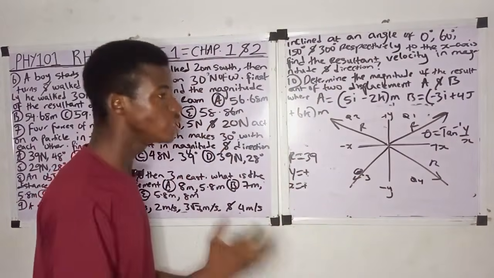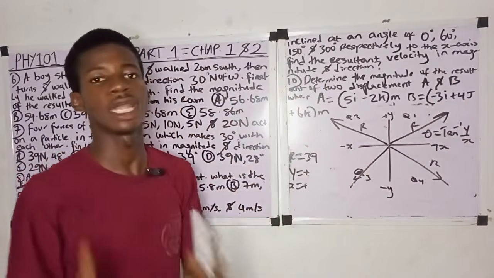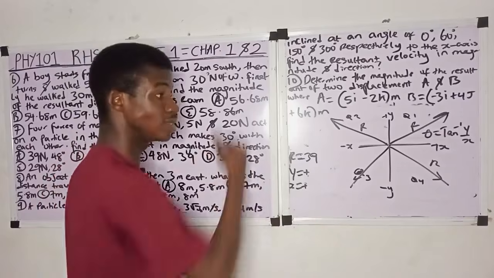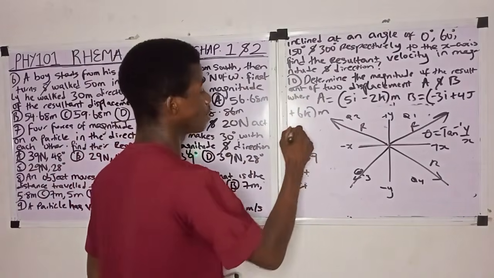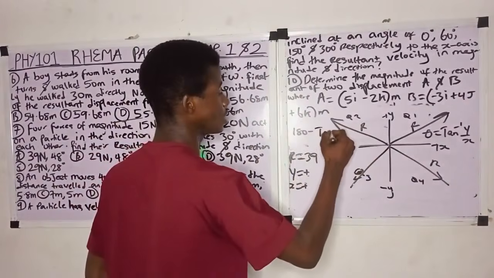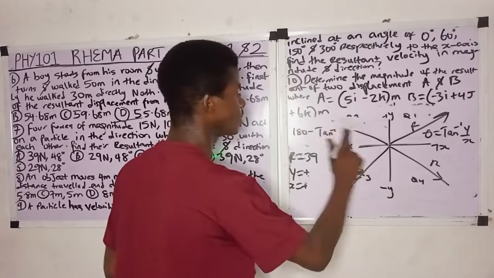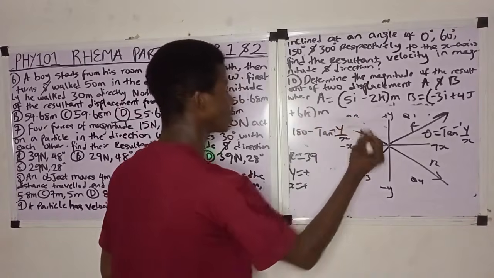Now when the resultant is in the second quadrant, to look for the direction of the resultant, it will be 180 minus the inverse tan of y over x. Okay, let me clean this one. Okay, shift tan y over x, or inverse tan y over x.